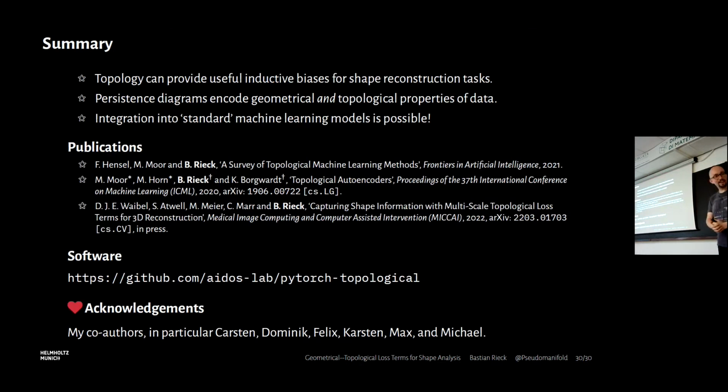Okay, this brings me to the end here. So I hopefully was able to convince you a little bit that topology can provide some nice, what we call inductive biases or prior information, if you will, for these types of shape reconstruction tasks. I also want to stress that what I find very exciting here is that we now have also some empirical proof, again, that persistence diagrams encode geometrical and topological properties of the data because they really help in these tasks.